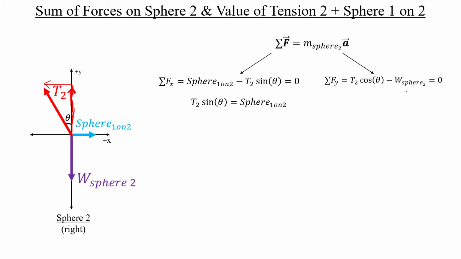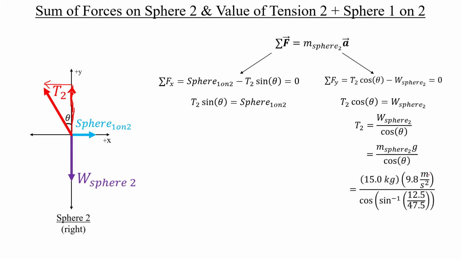We're going to move the weight of sphere 2 over to the other side, which gives us this expression. And then we'll divide both sides by the cosine of theta. And we can exchange the weight of sphere 2 for mg. And since the mass of sphere 2 is the same as the mass of sphere 1, all of the goodies here are going to be the exact same as for what we did in sphere 1. So we get the same exact value for tension 2 that we did in tension 1. So that's cool, right? So it kind of verifies our hypothesis about the symmetry involved in the problem.